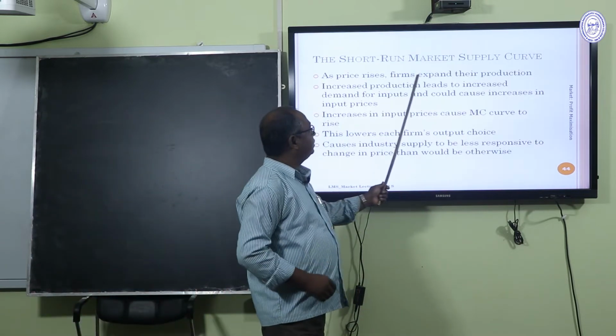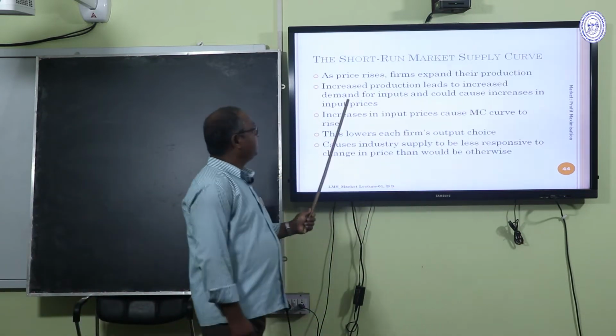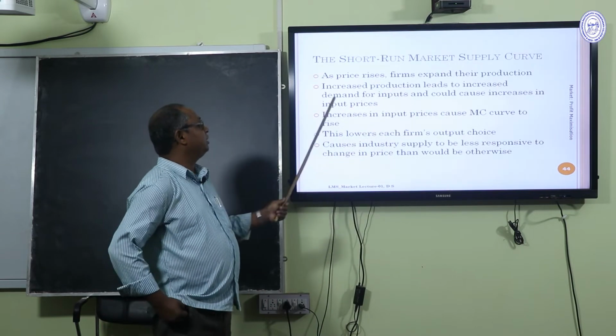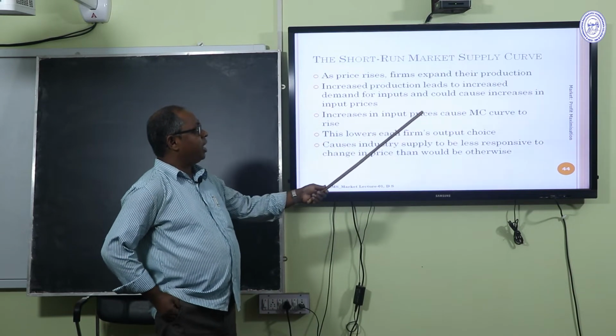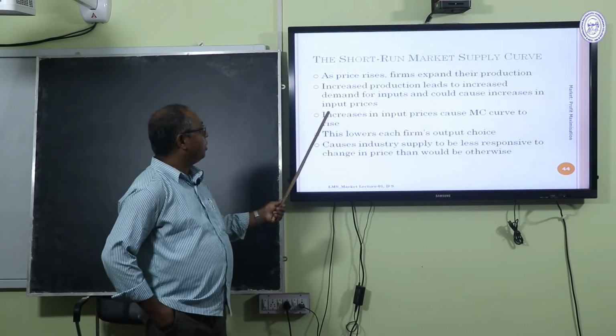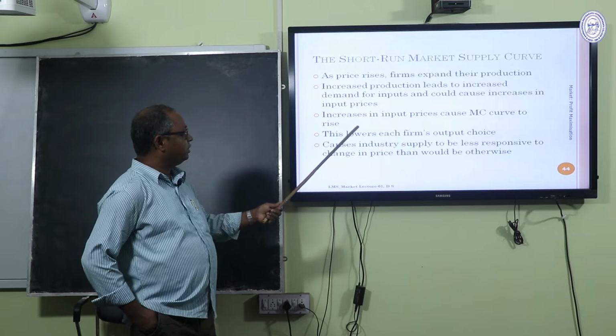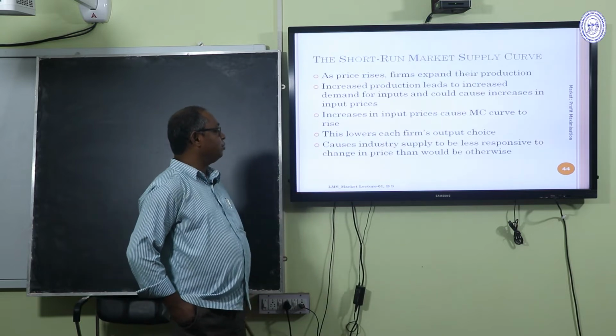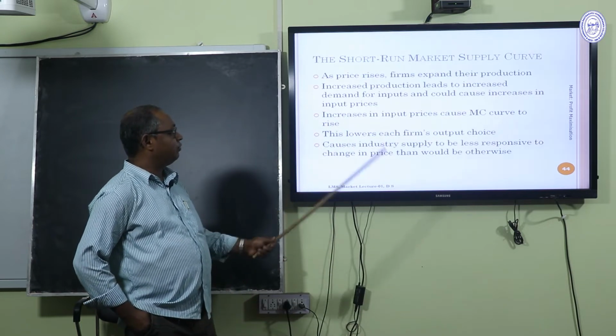What happens to the short-run market supply curve? As price rises, firms expand their production. Increase in production leads to an increase in demand for input and could cause an increase in input prices. Increases in input prices cause the MC curve to rise. This will lower the firm's output choice.